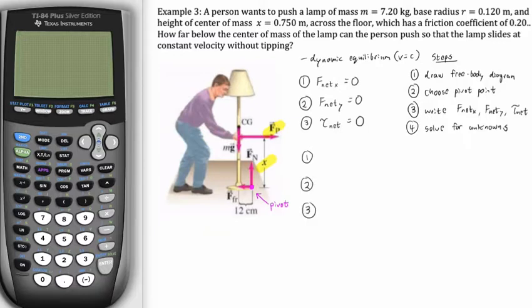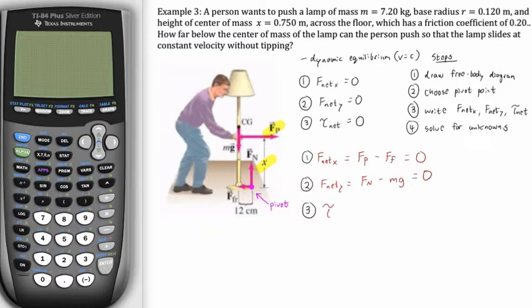F net x. Because we've chosen our pivot point, we're on to this step here. F net x is going to have the pushing force in the positive x direction, the friction force in the negative x direction, and it's going to equal 0. F net y is going to have the normal force in the positive y direction minus mg, and it's also going to equal 0.